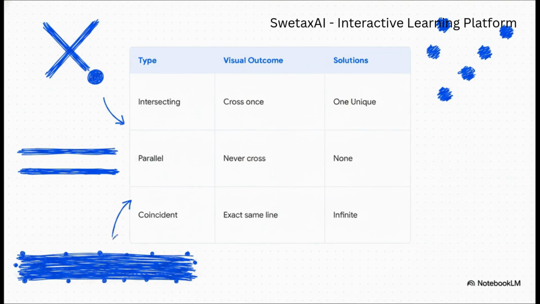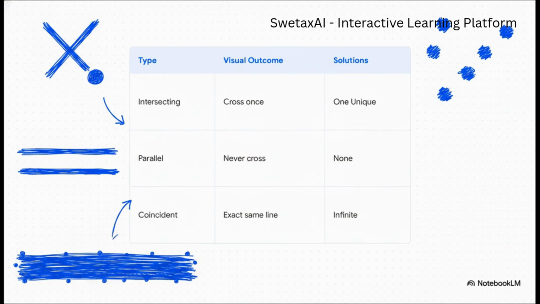Case 1, intersecting lines. They cross once, giving us exactly one unique solution. Case 2, parallel lines. These guys run side by side forever. It's honestly a bit of a mathematical tragedy. They will never ever meet, which means there is absolutely no solution.